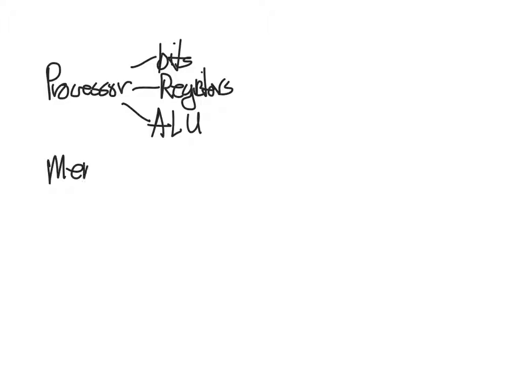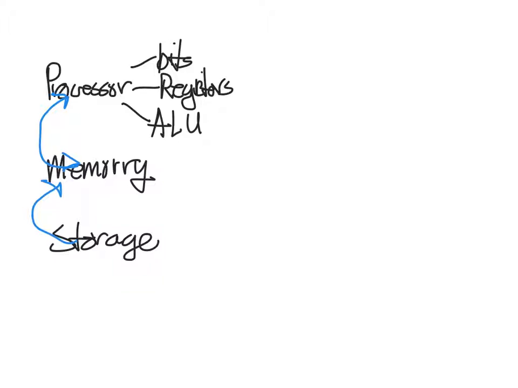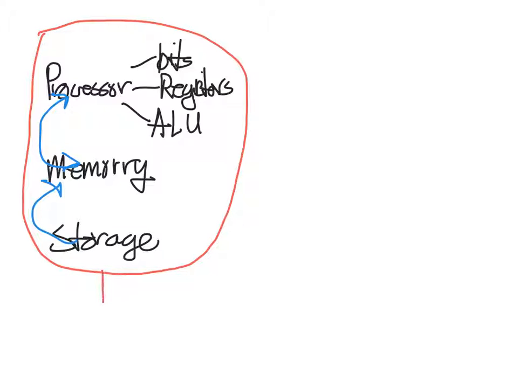Processor communicates with memory, and memory communicates with storage. So we have to take items from storage, put them in the memory, and then from memory they go to the processor, they get processed to come back to memory. And then with all of this, we talk about getting information into the computer and getting information out of the computer, input and output. Alright.